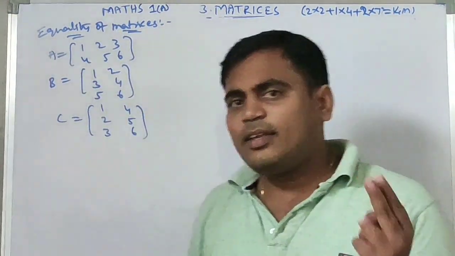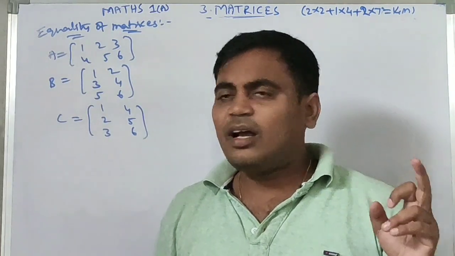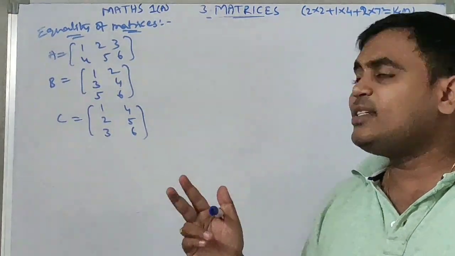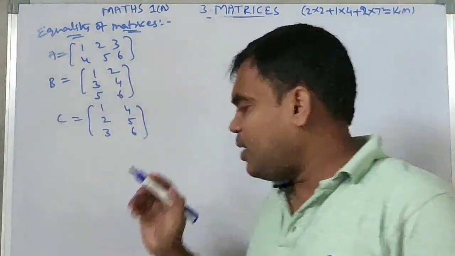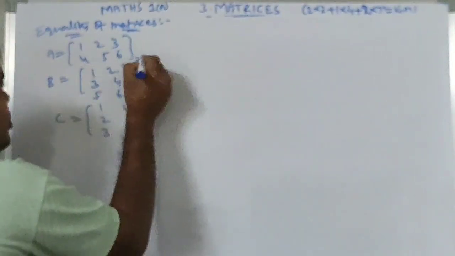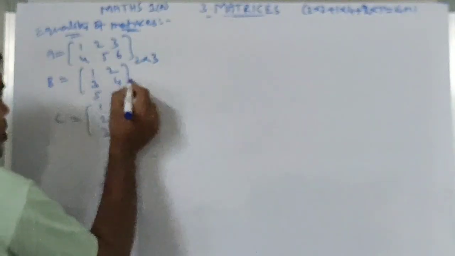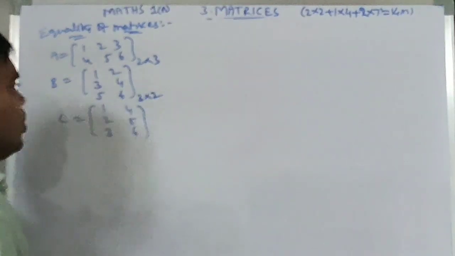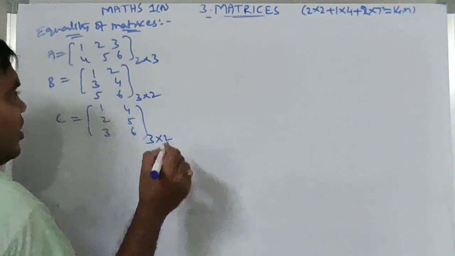Two matrices are said to be equal when, first, the order is the same. The order should be the same is the first condition. The second condition is that corresponding elements are equal. First, we will think about order. Matrix A has 2 rows, first column, second column, third column: 2 by 3. Matrix B has first row, second row, third row, and two columns: 3 by 2. Matrix C is also 3 by 2.